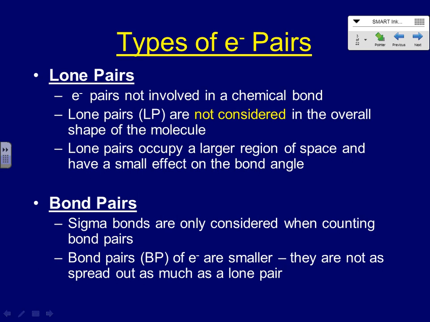Bond pairs are sigma bonds only. We do not consider the pi bonds. The pi bonds, they do kind of affect shape, but in this idea we say they don't. We ignore them completely. Like here in our picture of sp, there's our two sp orbitals, and those unhybridized p orbitals are perpendicular. So we simply say those sp orbitals are repelling away to form that nice linear shape.